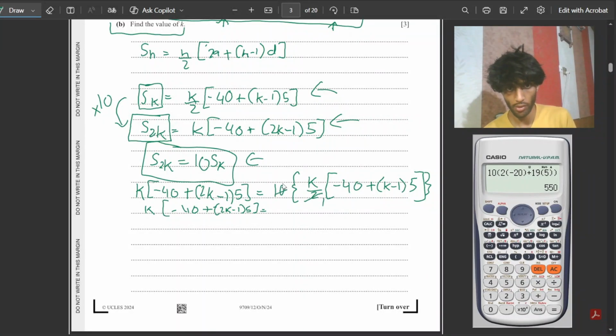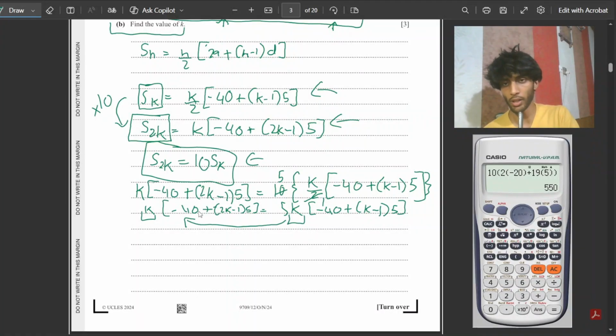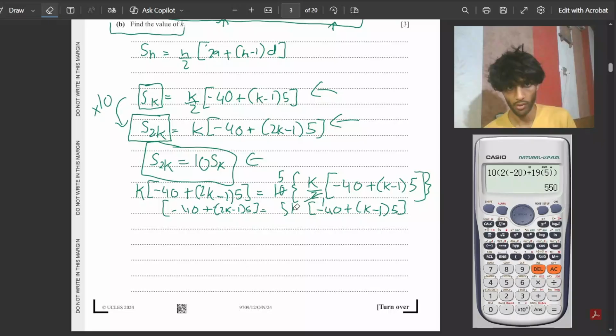2 times 1 is 2, 2 times 5 is 10, so it's going to be 5k times negative 40 plus k minus 1 times 5. Here's what I can do. Do you see a k over here, and do you see a k over here? So basically, you can take a k from one side, take it to the other side, divide it with the other k, and it's going to cancel out. So imagine I've just done that, and now these k's go poof.